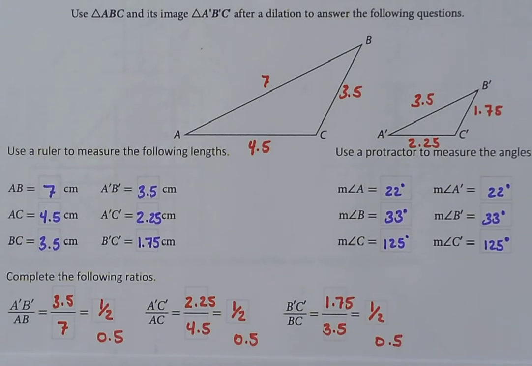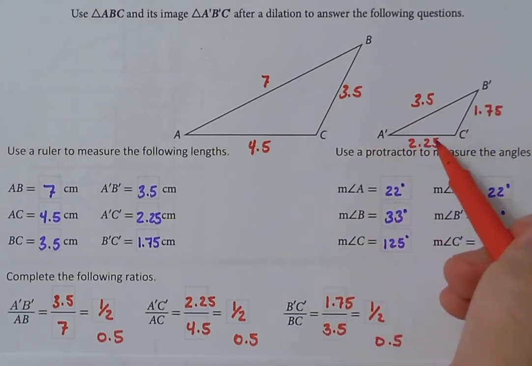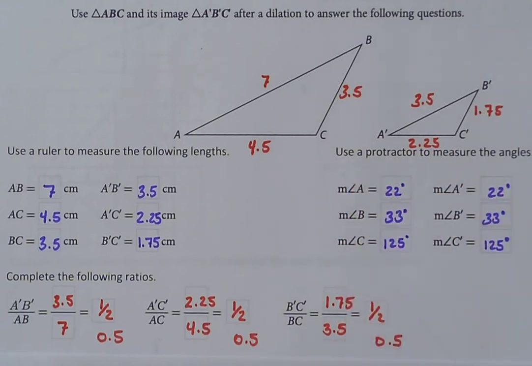So a few things to determine whether or not something is a dilation. Angle measures have to stay the same, the shape has to stay the same, and we have to maintain this scale factor, meaning the ratio of the side lengths, prime over original, prime over original, prime over original, has to maintain the same number for all three side lengths. If one of those doesn't match up, let's say this one was 0.4, then this would not be a dilation. So that is our brief look at a dilation.